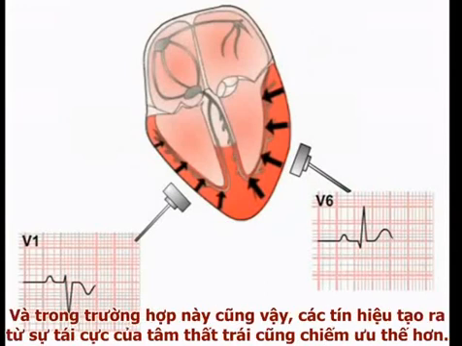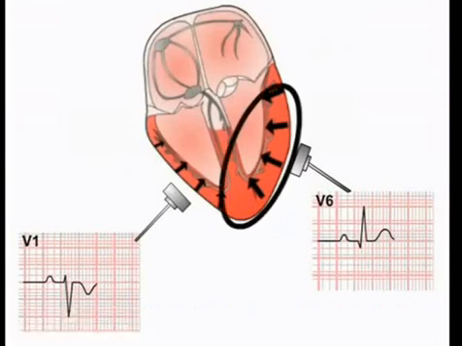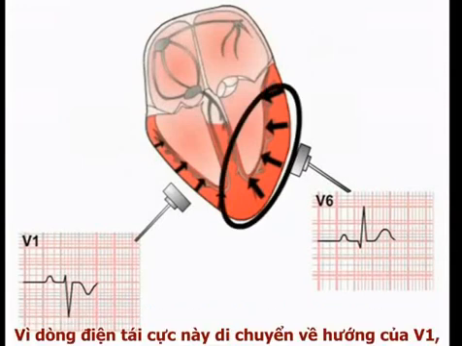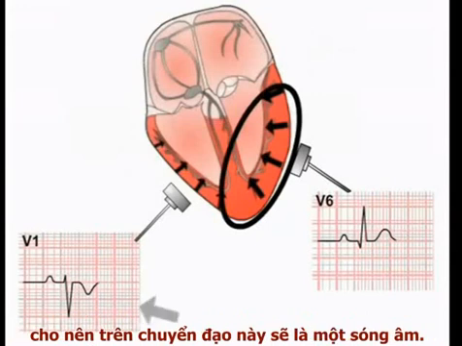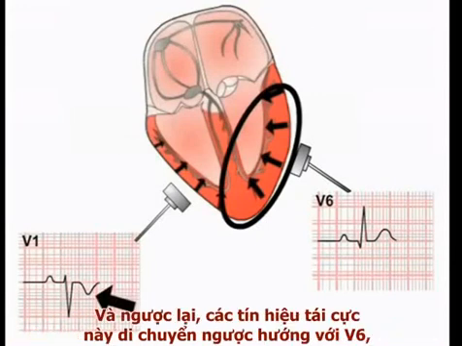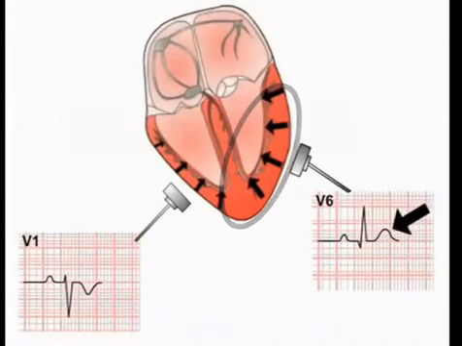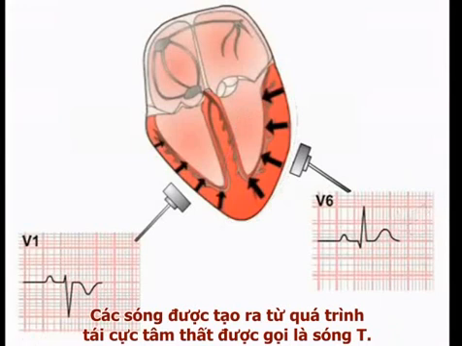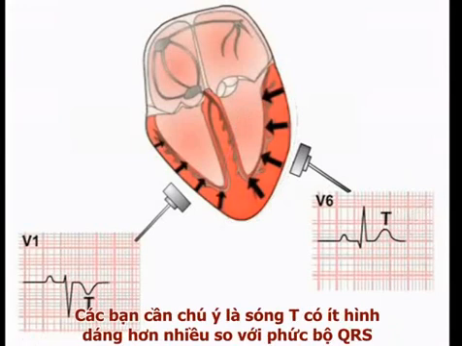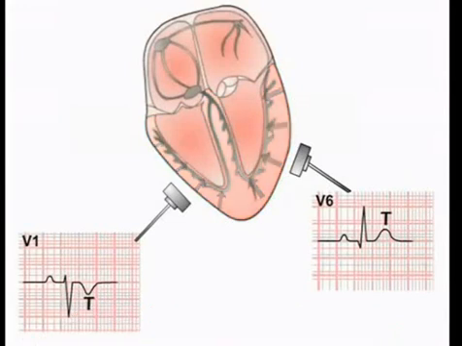The deflection produced on an ECG by ventricular repolarization is again dominated by the signal from the left ventricle. As this repolarizing current is moving towards V1, the deflection produced is negative in this lead. In contrast, this repolarizing signal is moving away from lead V6, producing a positive deflection. The deflection produced by ventricular repolarization is termed a T wave. Note that the T wave has a very different morphology to the QRS complex.